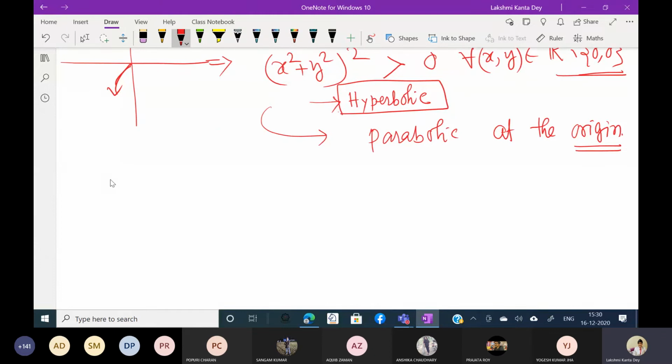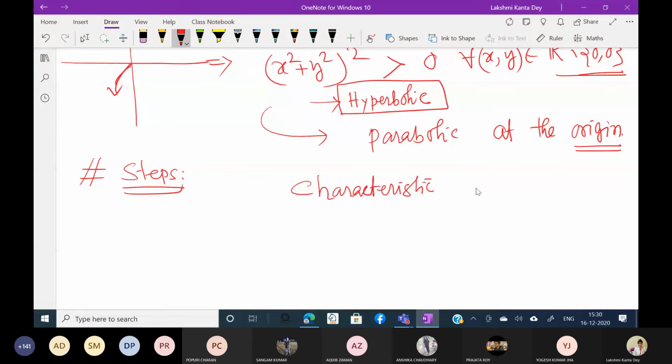Next, we have to learn certain things. What is meant by characteristic equation? Then we will learn the steps. For this, we first have to learn what is meant by the characteristic equation and characteristic curves.